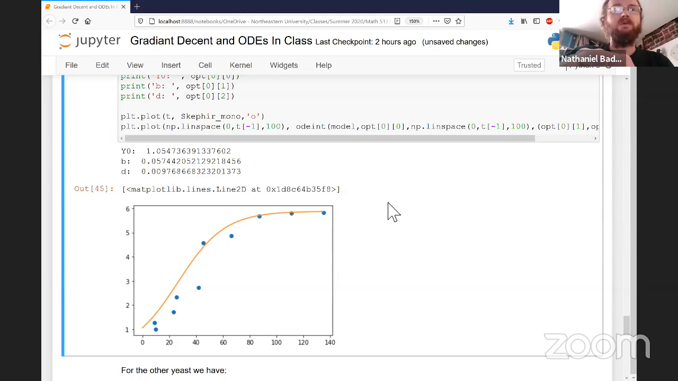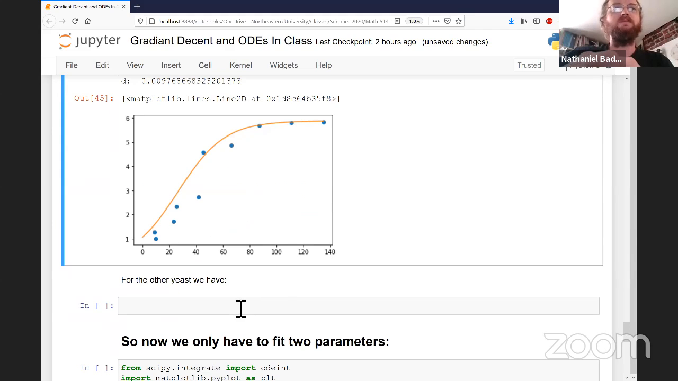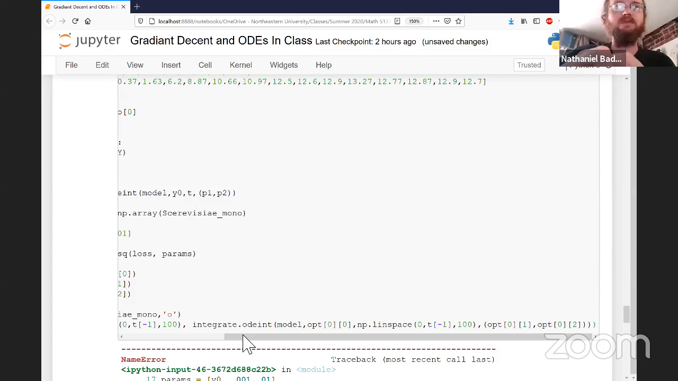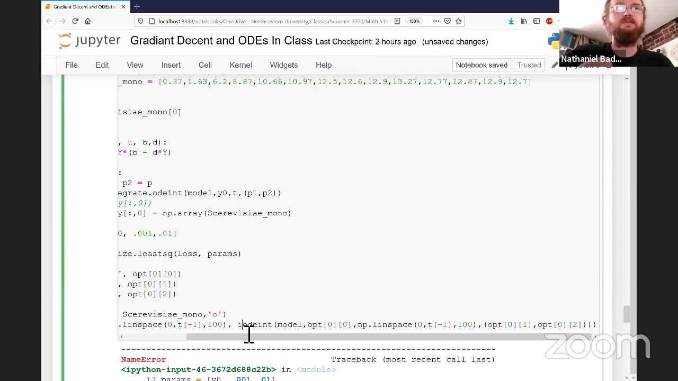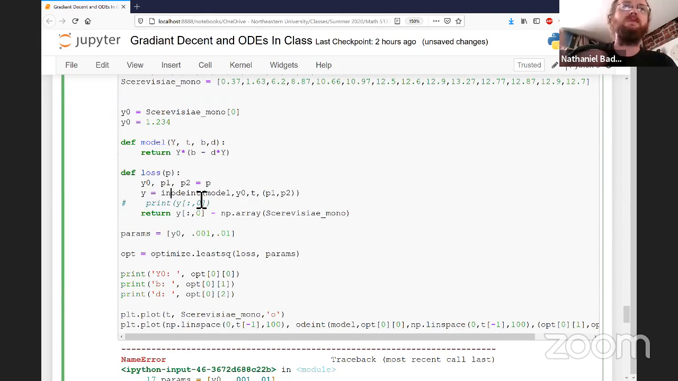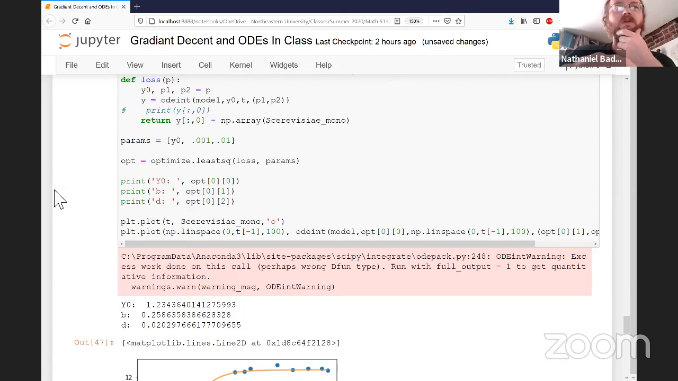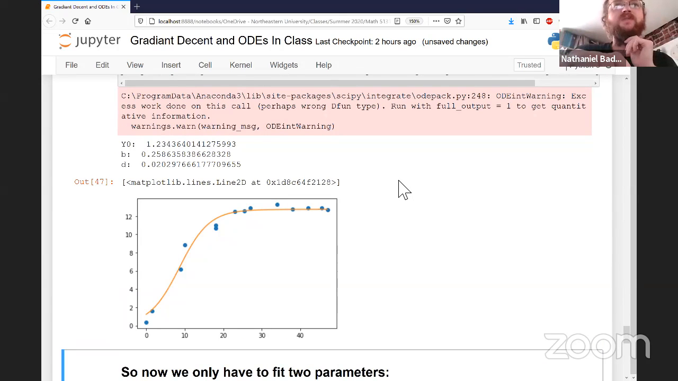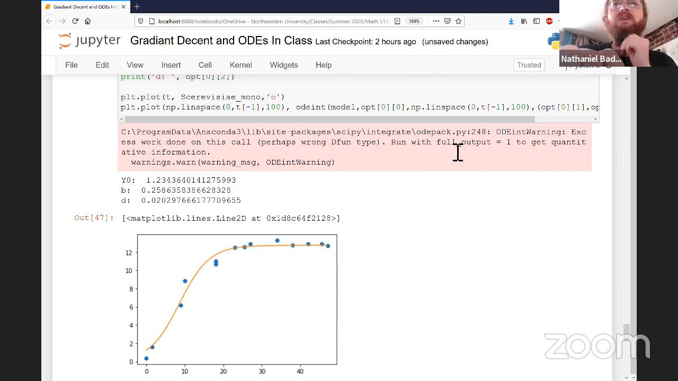Similarly, we can fit our other yeast. We get some reasonable results. We're getting an error message. We should check that, but it's just a warning, so it's okay.